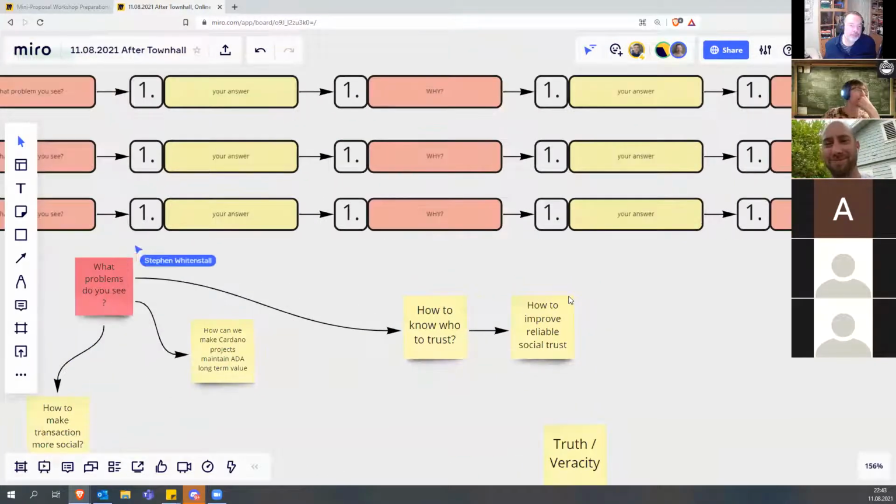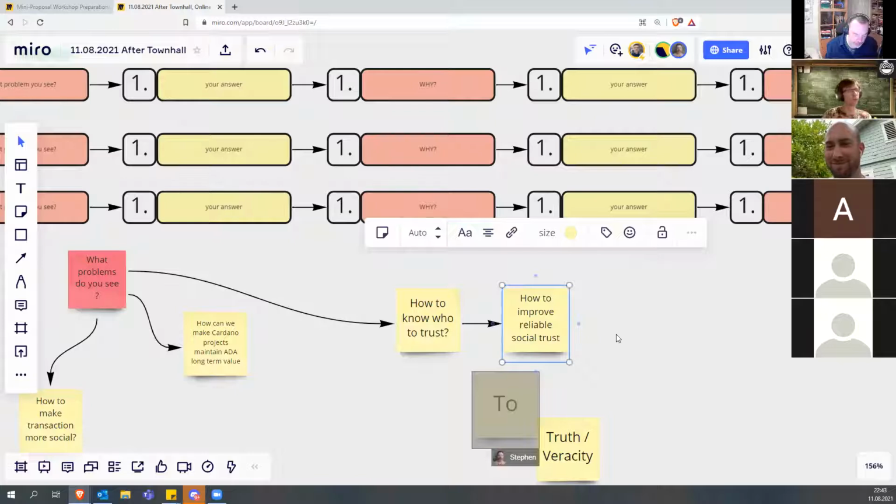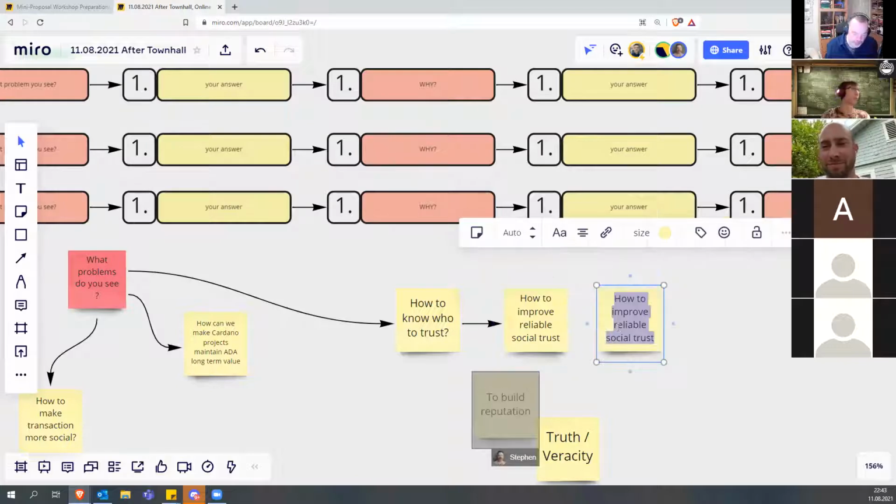I think the why is quite hard here. But why do we need trust? But word it in a way that it's a problem statement. So the problem is that we don't have reliable social trust.